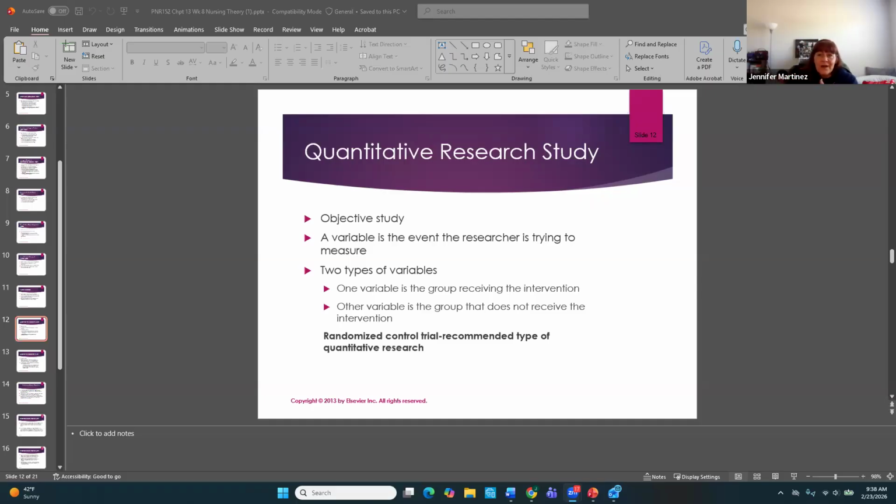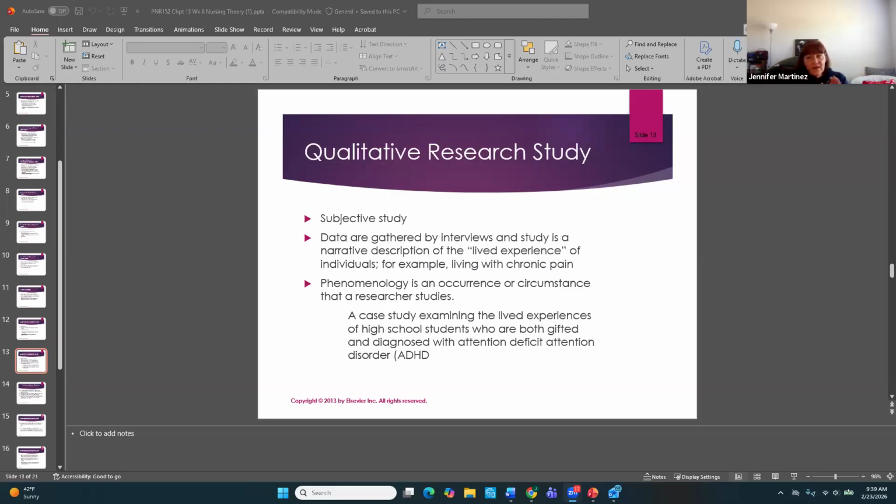A randomized control trial is the recommended type of quantitative research. It really depends on how we're doing it, but we're going to compare each one, and there's a bunch of different ways that this can be done. But again, with quantitative, we're collecting data, all right? And so it's more objective.